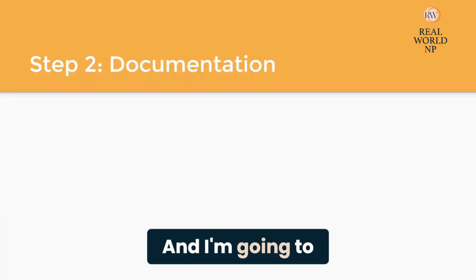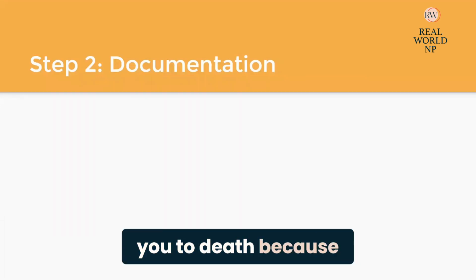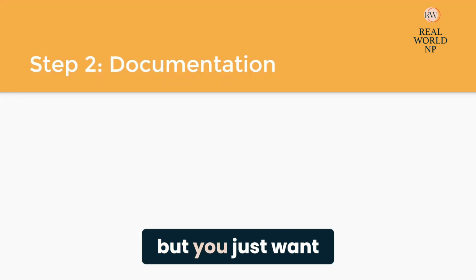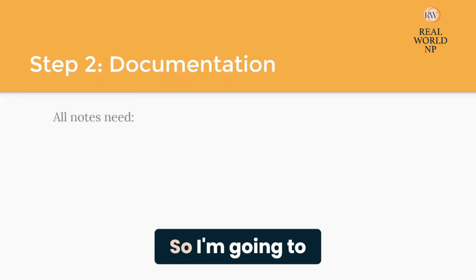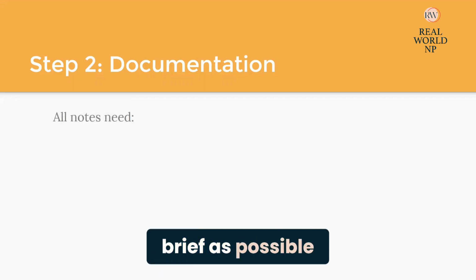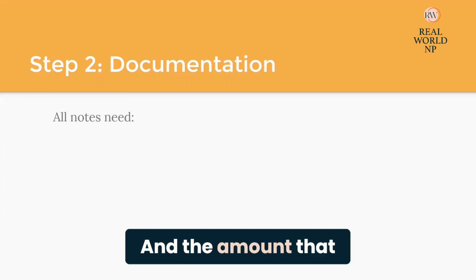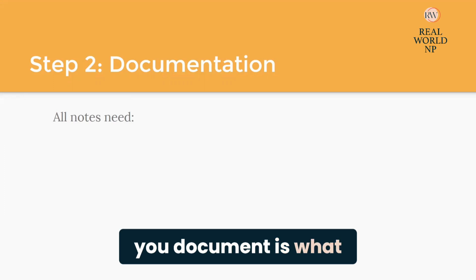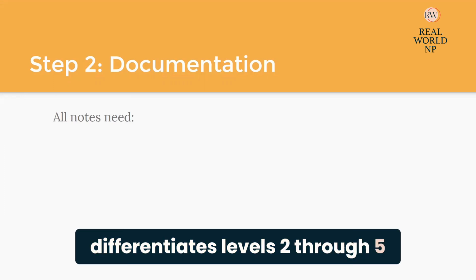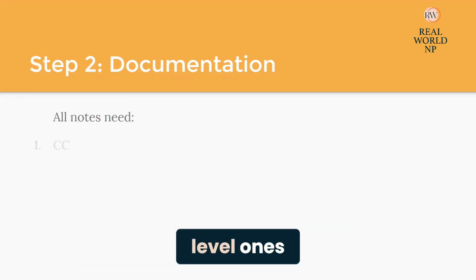And I'm going to try not to bore you to death because I clearly am excited about this, but you just want the nuts and bolts so you can do it right. So I'm going to try to be as brief as possible. Basically, these are the elements that your note needs to have. And the amount that you document is what differentiates levels 2 through 5, or 1 through 5. But again, we're not really doing level 1s.